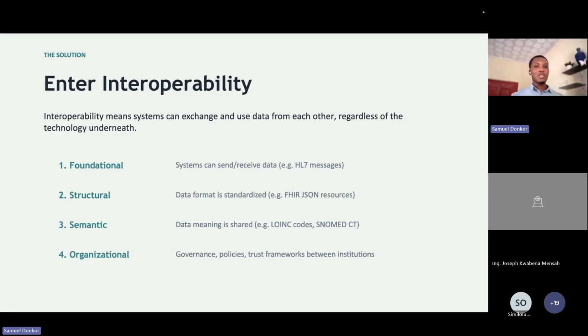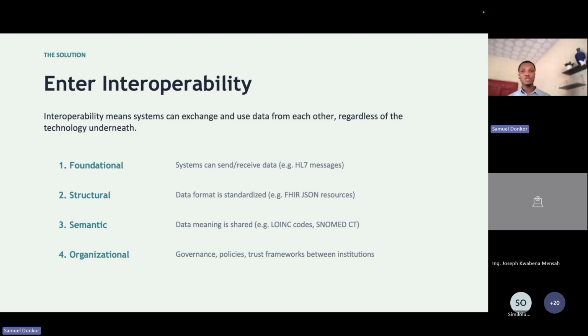Interoperability means systems can exchange and use data from each other regardless of the technology underneath. In this case, no matter the tech stack the first team used, the second team can also talk to their system in a way, right? There are four main important parts that we need to think about as developers and even as clinicians. The first one is foundational.